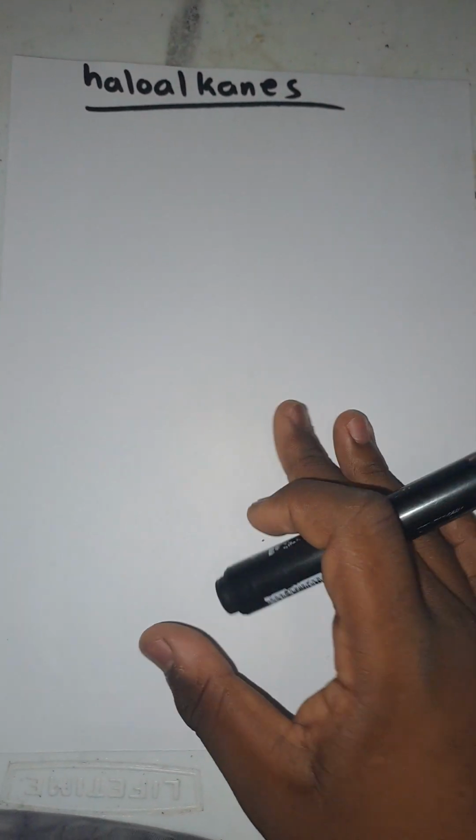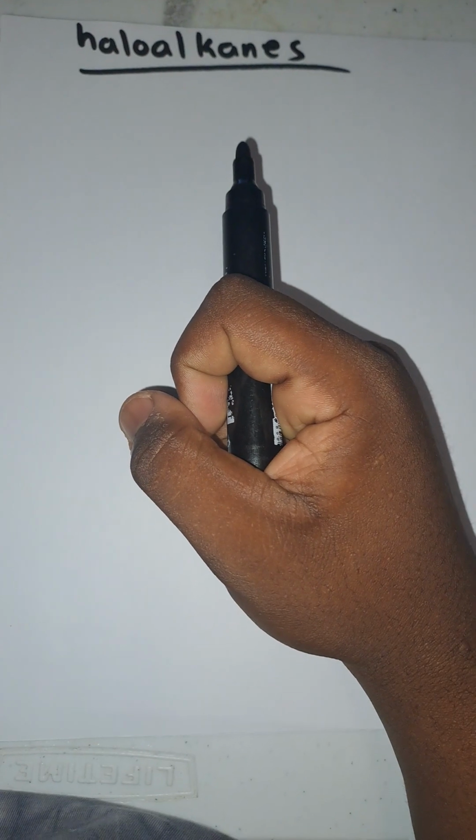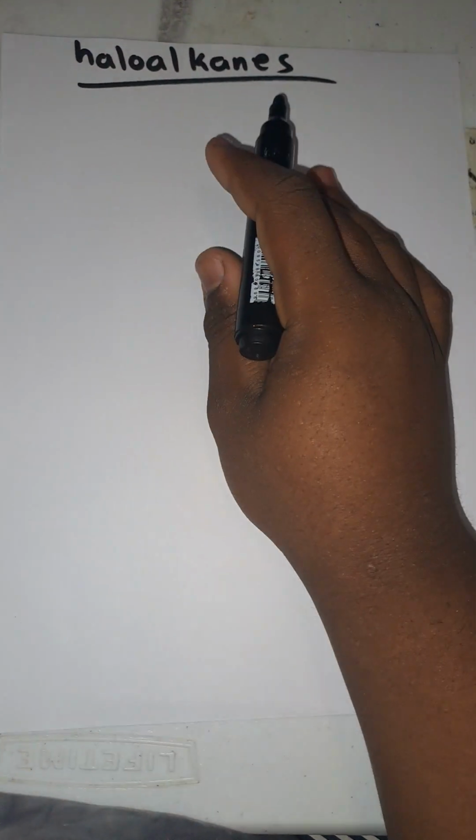So now today we'll be doing our lesson again on organic chemistry. Today we'll be focusing on haloalkanes. These compounds are alkanes in which one or more of the hydrogen atoms have been replaced by a halogen atom. Now check something.